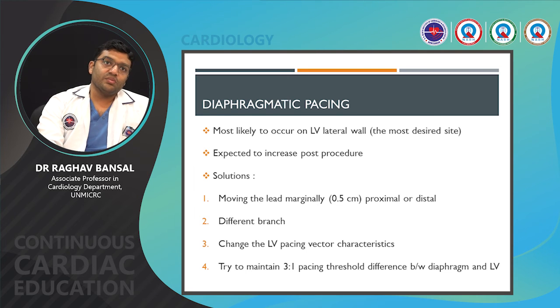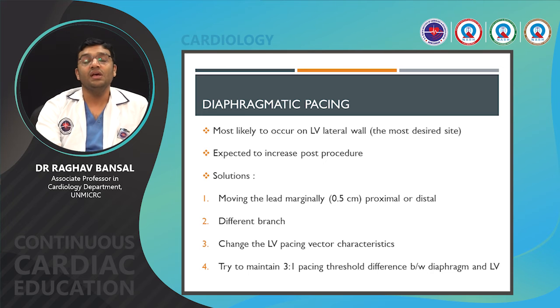Always look for phrenic nerve stimulation. I am saying this again and again because phrenic nerve stimulation is very, very painful for the patient. Painful in terms that it's very irritating and it's almost intolerable. You might actually need to switch off the LV lead pacing if the patient is having consistent diaphragmatic pacing. So it is most likely to occur on the LV lateral wall and it is expected to increase post procedure.